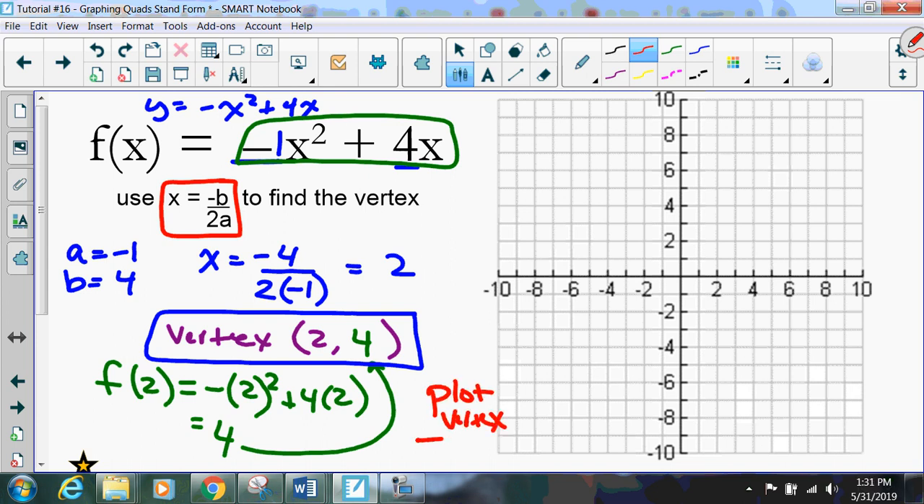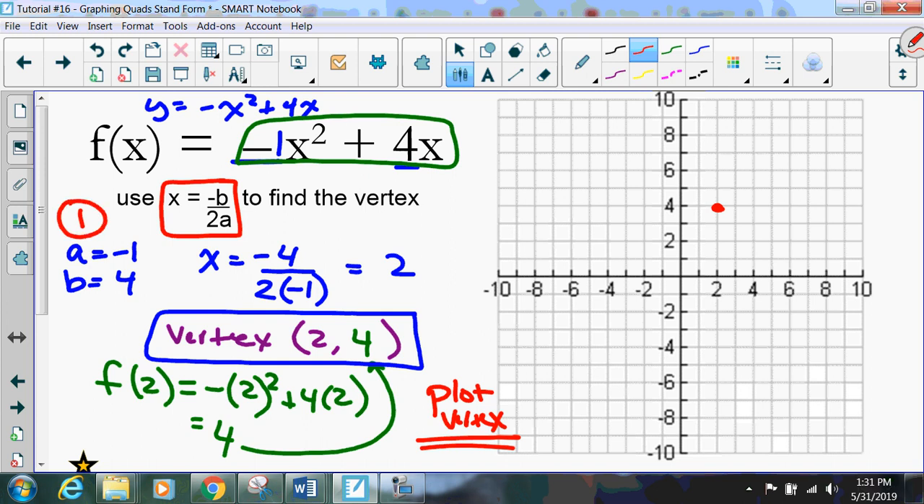So a lot of writing, I know, just to find the vertex. It'll get easier. So here we go. Let's plot that point. It's over 2, up 4: 1, 2, 3, 4. There's our vertex. So this whole big thing we just did was step 1. Find and plot the vertex.